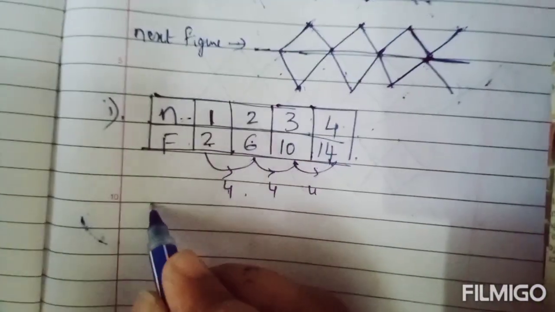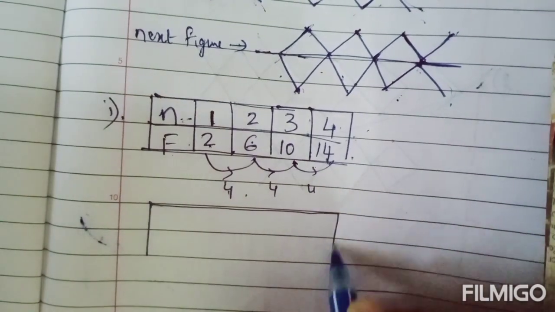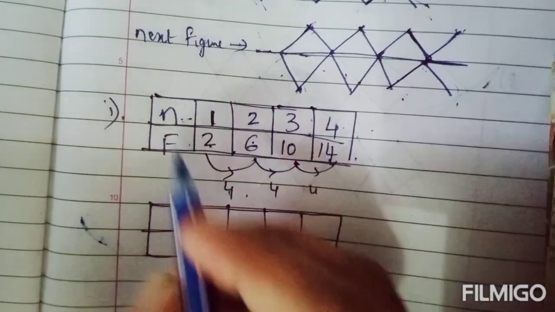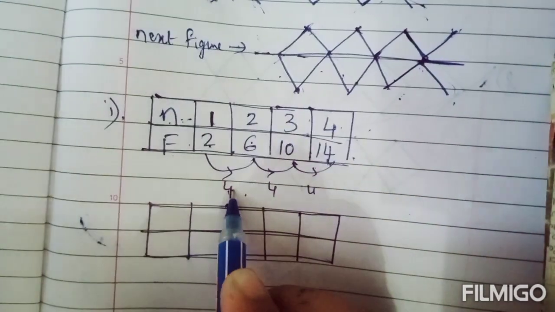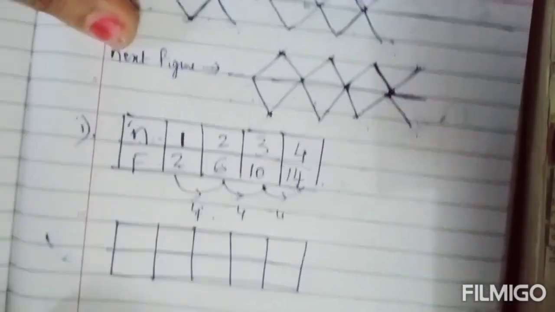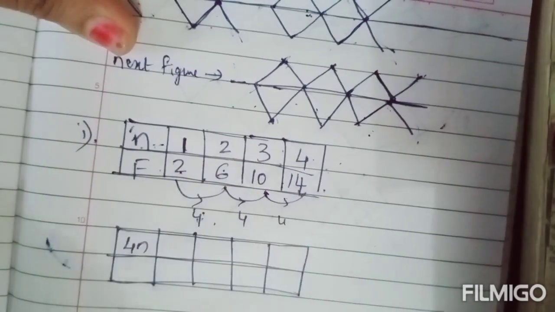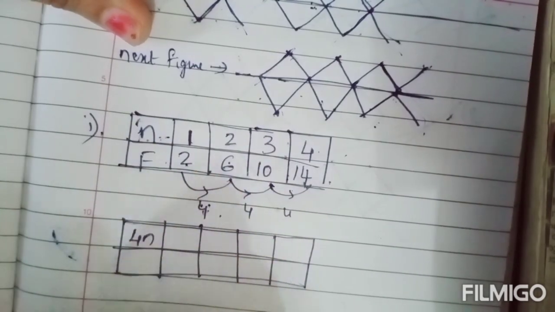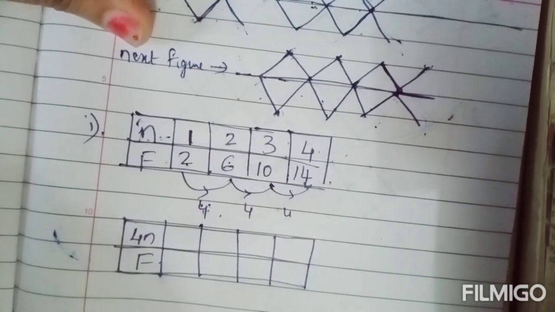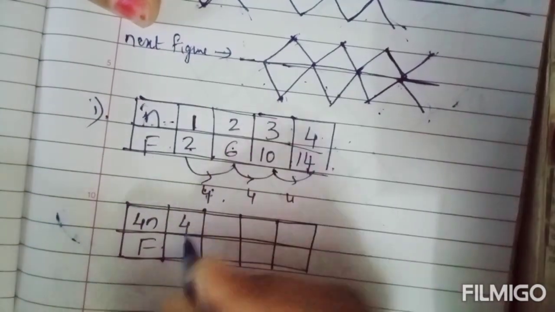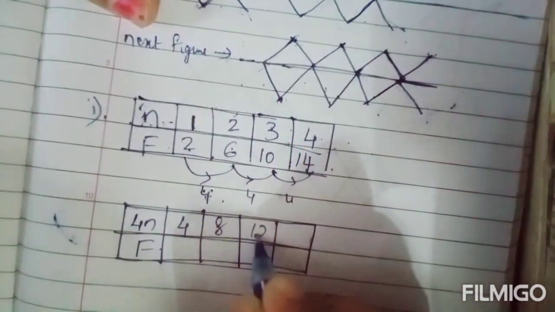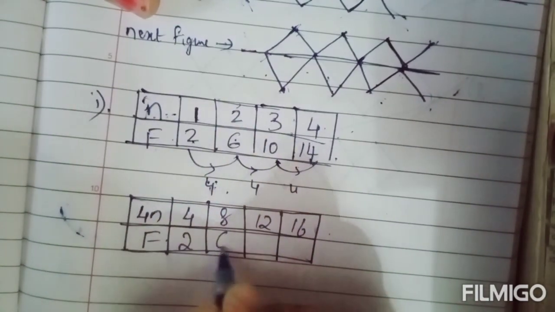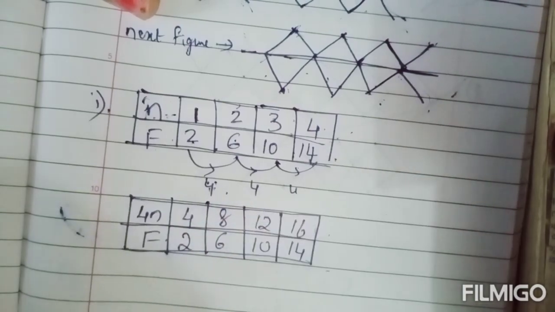So we can construct the next table. In the first row, you multiply this n by 4. So in the first row it will be 4n. n into 4 or 4 into n, it is 4n. In the second row you can write f itself. So 4 into 1 is 4, 4 into 2 is 8, 4 into 3 is 12, 4 into 4 is 16. Now f you can write 2, 6, 10, 14. No change in the second row.